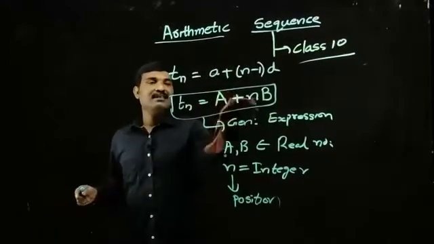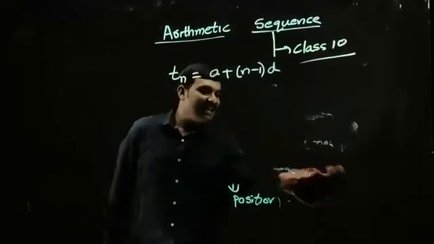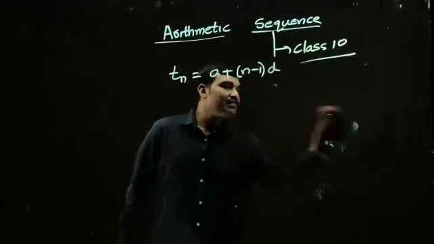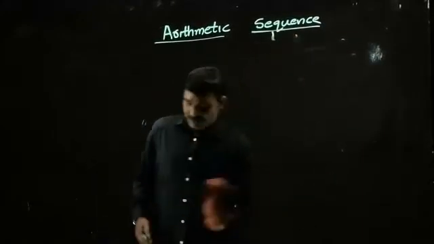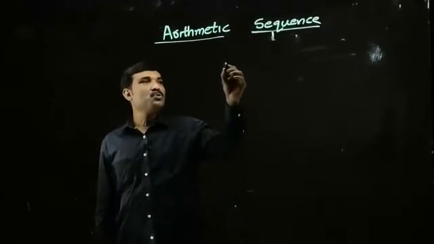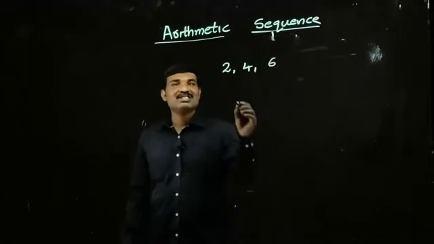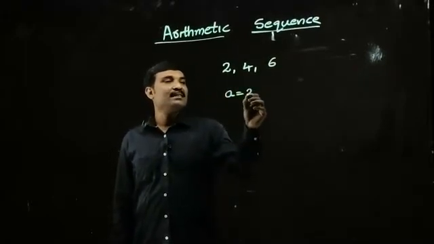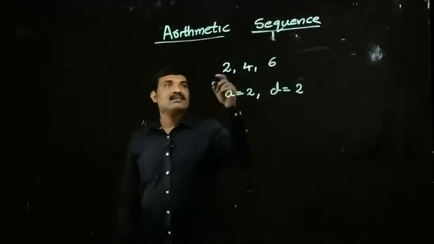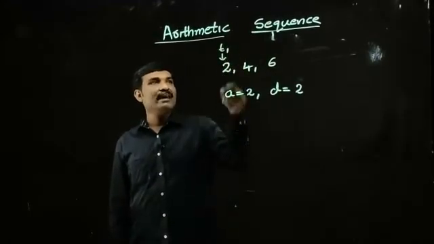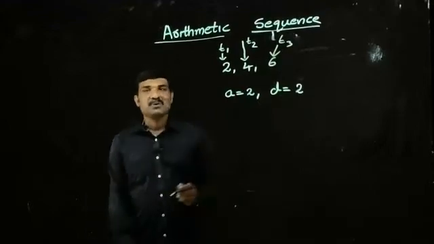Now today we are going to discuss how to obtain an arithmetic sequence when the sum of certain terms and their product is given. So that is today's topic. I'm writing an arithmetic sequence 2, 4, 6. This is an arithmetic sequence where the first term a is equal to 2, and the common difference d is equal to 2. This represents the first term t1, which is equal to a, this represents the second term, this the third term, and so on.